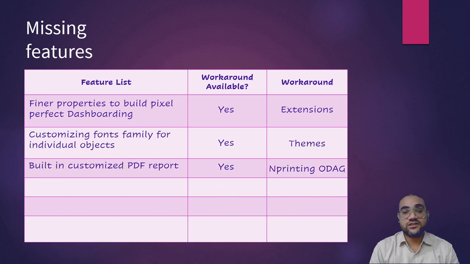The next missing feature is built-in customized PDF report. In ClickView, there is a way in which you can create a customized PDF report. This was one of the best functionality of ClickView, where you can create your own monthly MIS PDF reports using your branding of your company. In ClickSense, this feature is missing as an inbuilt functionality, but you can achieve the similar functionality with add-on product called NPrinting and generate PDF using on-demand app generation method. So if you need this functionality in your ClickSense, you need to pay extra for that.